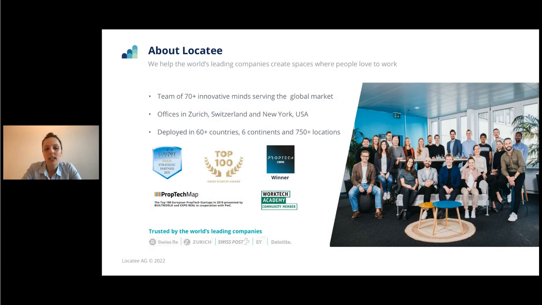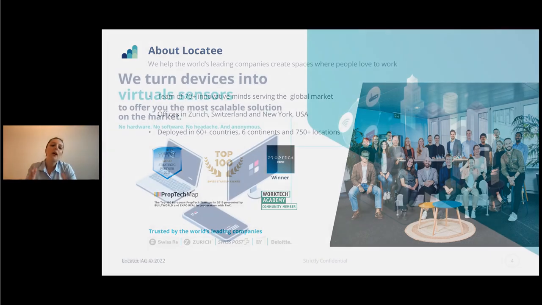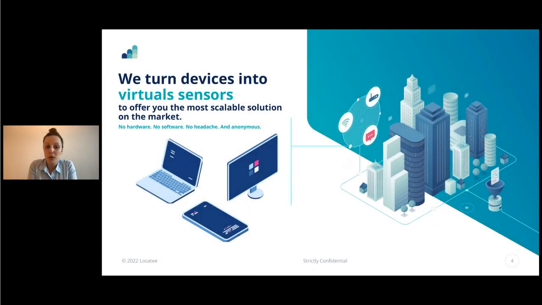Locatee is deployed in over 60 countries on 6 continents, and we cover over 750 buildings globally. But before we deep dive into the topic of today, we first quickly have a look at how Locatee exactly works. Locatee turns devices into virtual sensors.